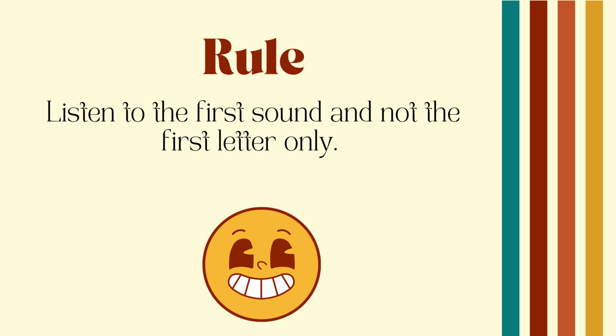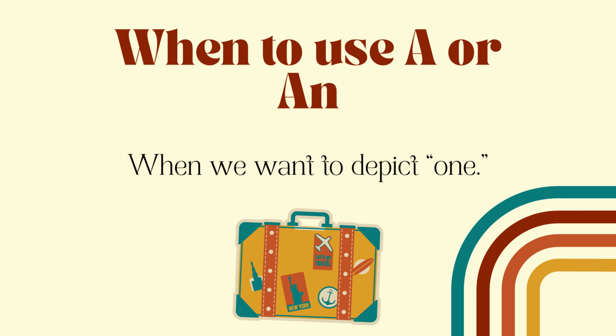So हम a या an बस कॉन्सोनेंट लेटर दैट इज व्यंजन वर्ण के आगे इस्तेमाल नहीं करते. हम स्वर वर्ण को सुनते हैं. We try and listen to the vowel sounds. If the first letter, whatever it is, we only listen to the sound, we do not go by the letter. So that is the rule. Listen to the first sound and not the first letter only. Okay, so that's the first rule, where to use a or an, and that becomes very easy.